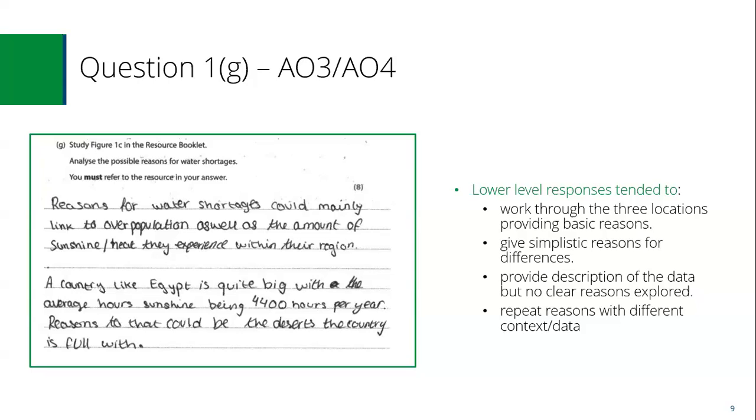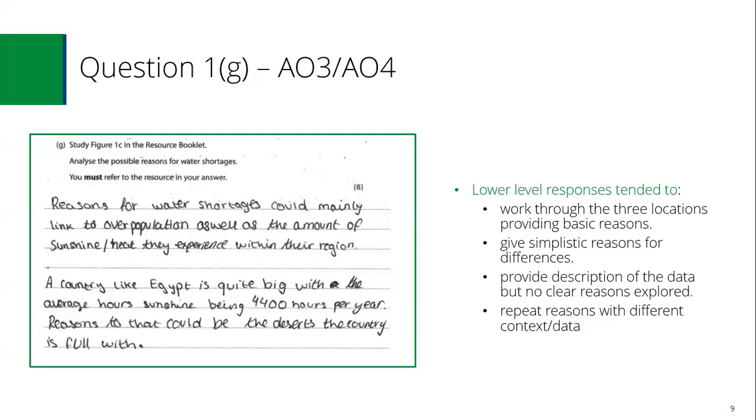In this next question, 1G again, analyze the possible reasons for these water shortages. Here we see a country. This is an answer which is a bit of a lower level response, as these tend to work through the three locations and provide a basic answer. That kind of point-and-explanation approach didn't really work for this question, as it was an analyze. They gave simplistic reasons, providing descriptions of the data, but no clear reasons were really fully explored.